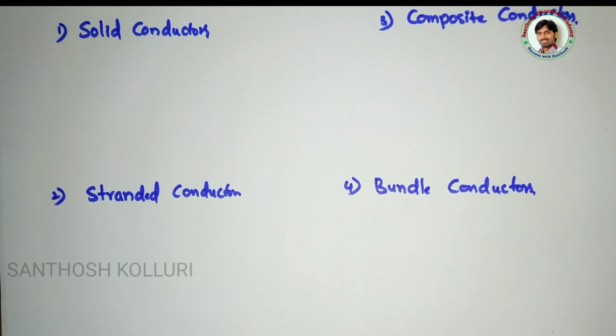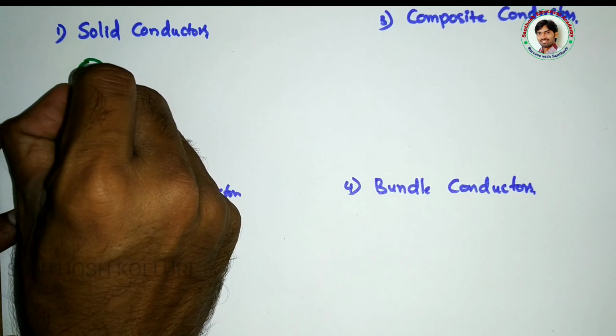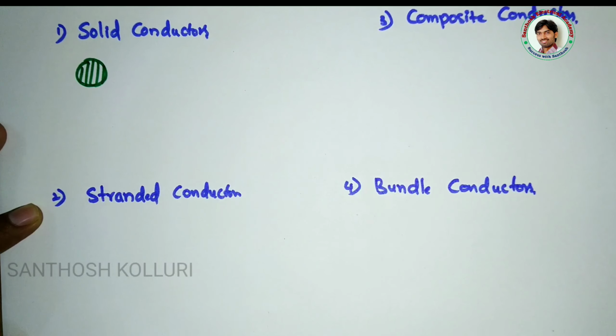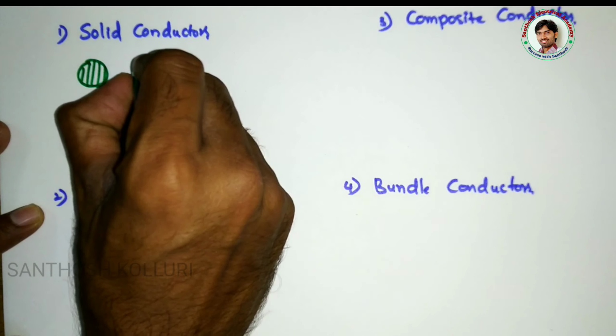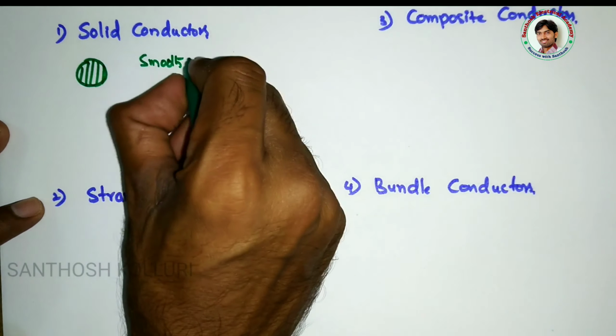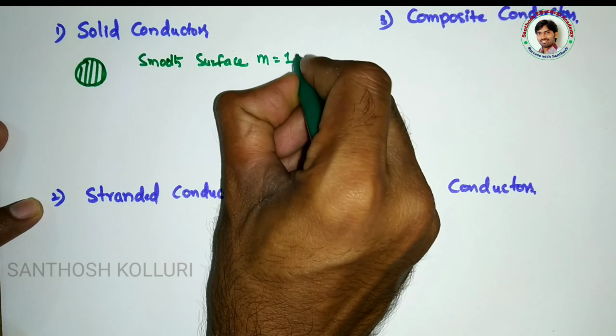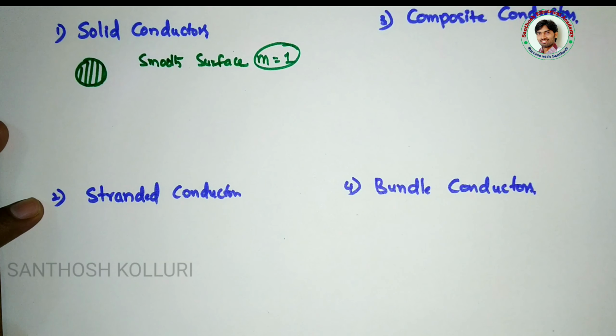Okay, so we are having four types of conductors. One is solid conductors, second one is stranded conductors, third one is composite conductors, fourth one is the bundled conductors. Okay, so in the solid conductors, the conductor will be like this. It's a solid conductor, and the surface of this conductor is smooth. Hence, the smoothness value will be considered as 1.